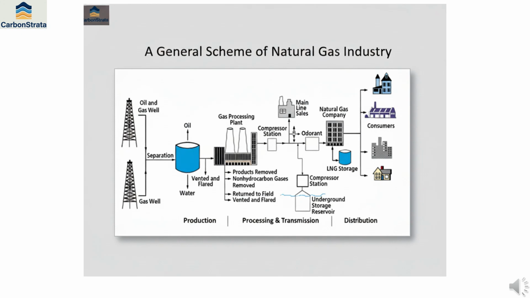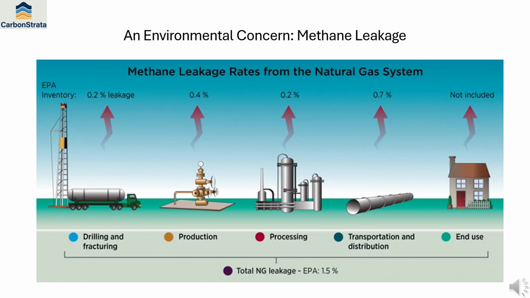to the end user. Methane leakage represents one of the most significant environmental challenges associated with natural gas systems. Although natural gas is often considered a lower carbon fuel, methane is a potent greenhouse gas with a global warming potential significantly higher than carbon dioxide. As shown in this figure, methane emissions can occur throughout the entire gas value chain, including drilling and completion activities, production facilities, processing plants, transmission pipelines, distribution networks, and end-use systems.